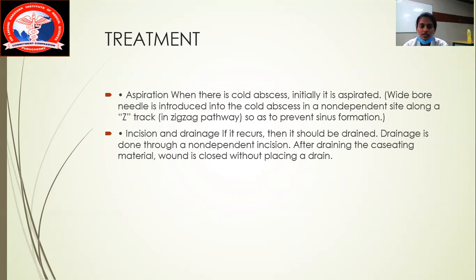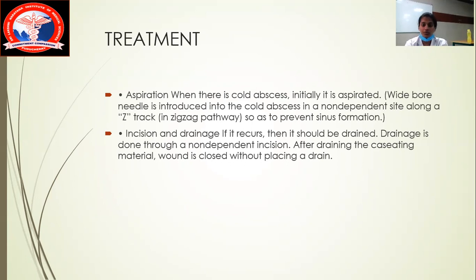So what we're going to do is aspiration of the cold abscess. Initially we aspirate with a wide bore needle, always on a non-dependent site along a zigzag track, a zigzag pathway, so that we prevent sinus formation. So when you poke and take it off, there is no sinus formation at all, so it's a closed one. If you think it's a long-standing closed area infection or an abscess, then we have to do an incision and drainage.